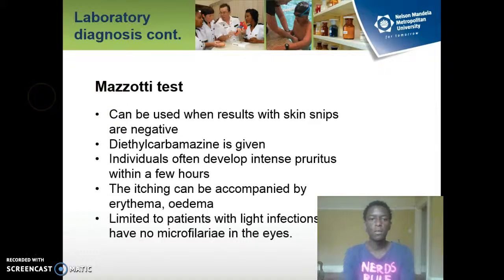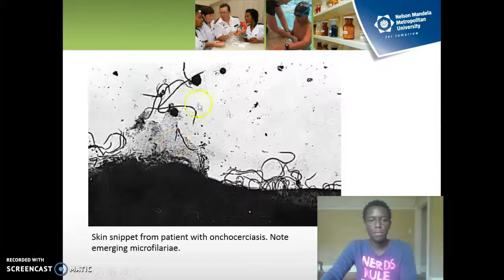There's also the Mazzotti test, but it's not really used because of the severe reaction that patients experience. They give them a compound called DEC, and then the people develop edema and inflammation. It can be quite painful, and you can only use it on people who have light infections. So this is what I was talking about: the skin, they cut it, place it in saline, then you have to look for the microfilaria.